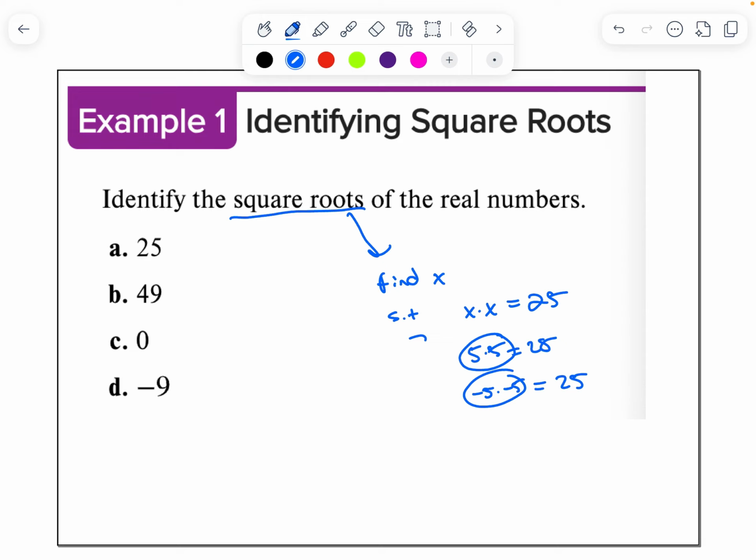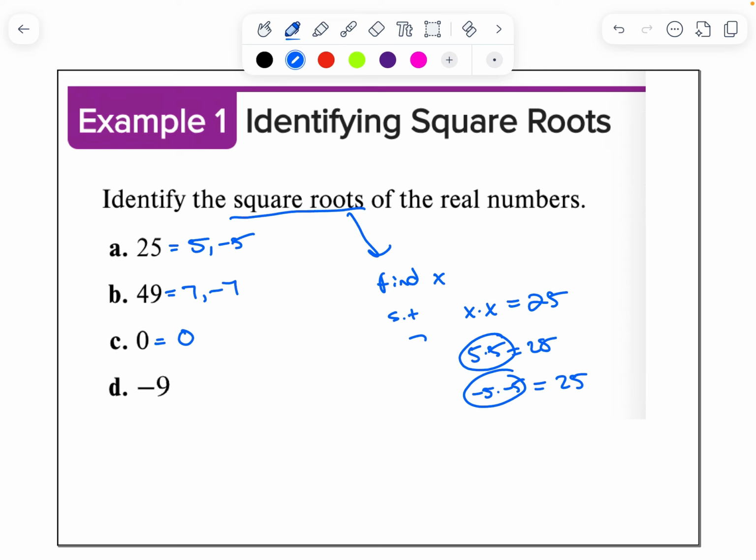Let's try and use that same idea. So this would be 5 or negative 5. What number times itself equals 49? 7 or negative 7. What number times itself equals 0? That'd be 0 or negative 0, which is just 0.